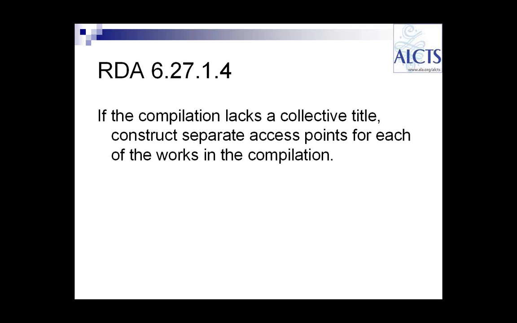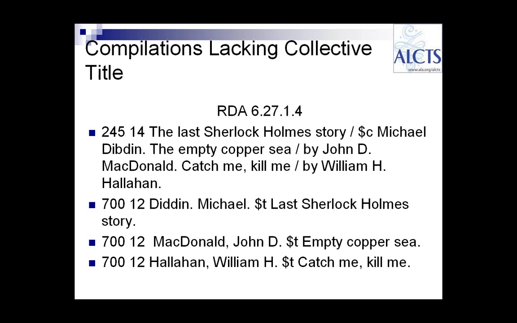So in RDA, if the compilation lacks the collective title, construct separate access points for each of the works in the compilation. So very different from AACR2. So this is the way the RDA record will look. Basically, you will have the title proper and the statements of responsibility in the order in which they appear in the 245 field, and then you will have added name title entries for all of the works.